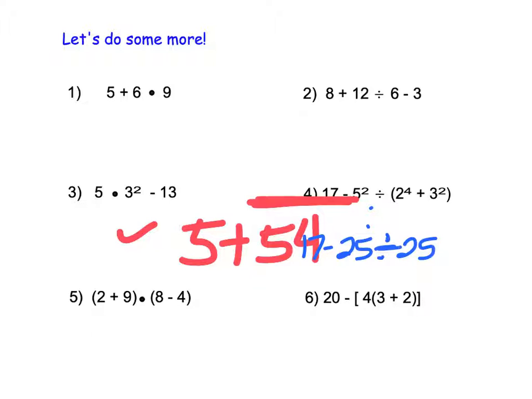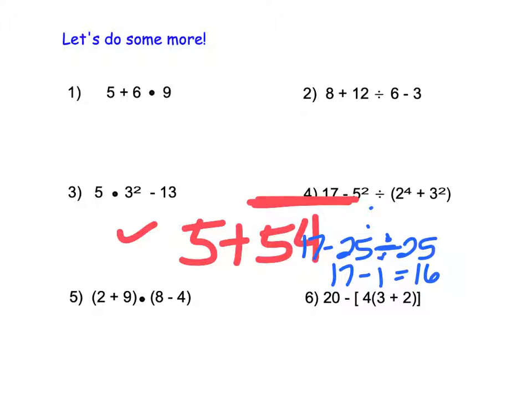So now back to my order of operations. I have division here, so I have to do that before the subtraction. 25 divided by 25 is just 1. So I end up with 17 minus 1, and when you simplify that, you get 16 for a final answer.